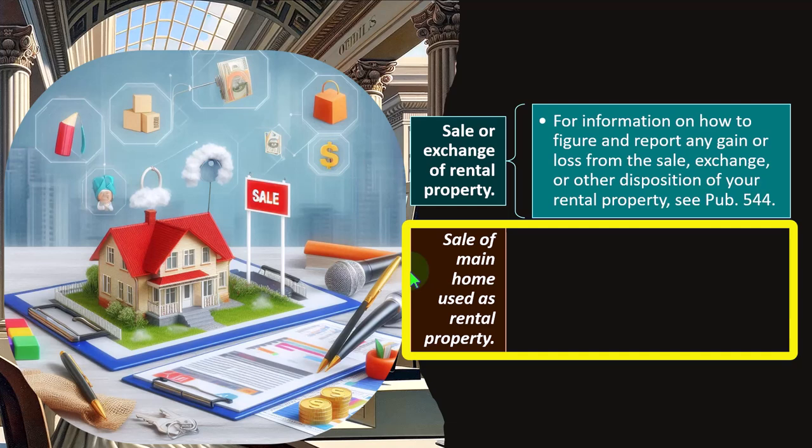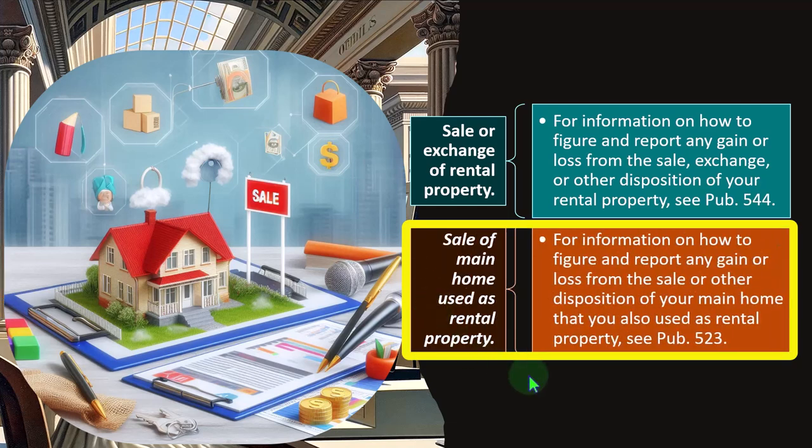Sale of main home used as rental property. So for information on how to figure and report any gain or loss from the sale or other dispositions of your main home that you also used as rental property, see publication 523. So if part of your main home was used as rental property, that's going to complicate things, of course, because the part that was used as rental property, you would think might not be subject to this big exemption that you would get with your principal residence. It could complicate that whole situation, and you might have been getting deductions for depreciation for the part of the property that was the rental part of the property.